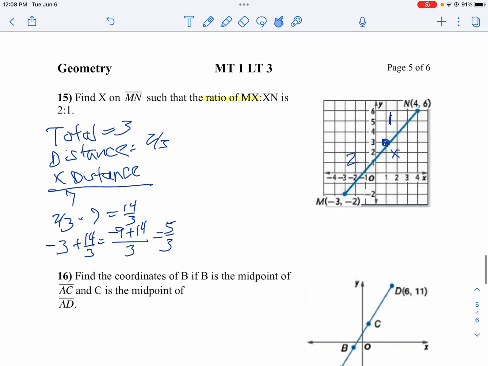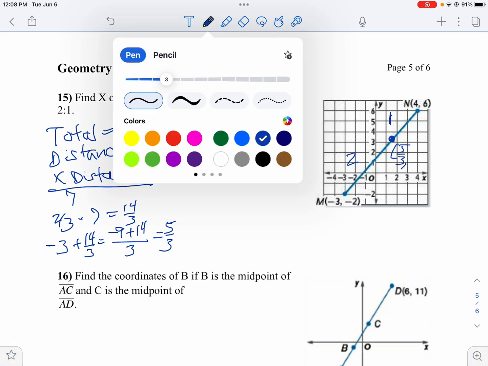So what I'm going to do here is I'm going to erase this. And I'm going to say, oh, my x coordinate is going to be over here at 1 2/3 or 5/3. Then I'm going to do the same thing for my y distance.